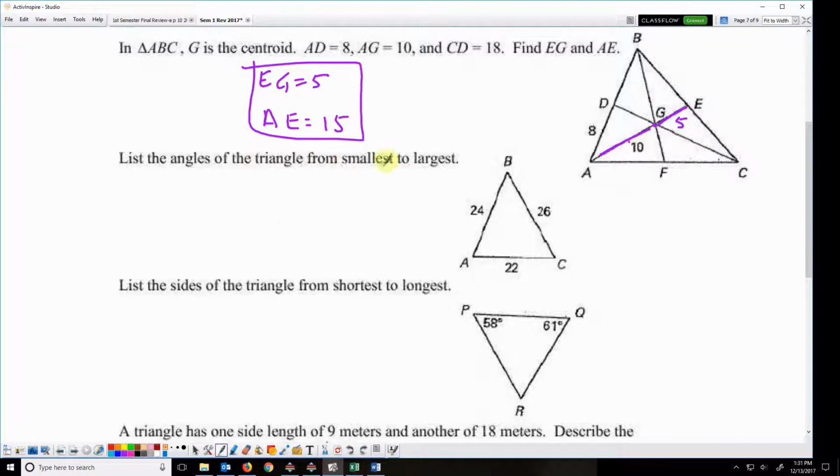List the angles from smallest to largest. So we want a small, medium, and large. For the smallest angle, we look first for the smallest side. That's this 22. Across from that is the smallest angle. So angle B is the smallest. For the largest angle, we look for the longest side. And across from that longest side is the largest angle. And then the medium side is 24. Across from that is angle C.